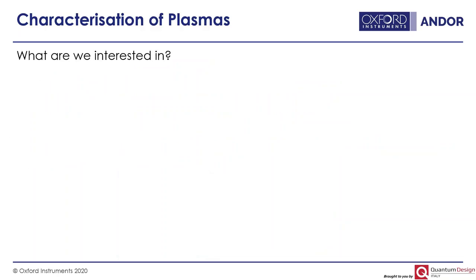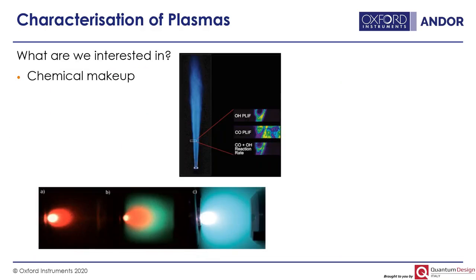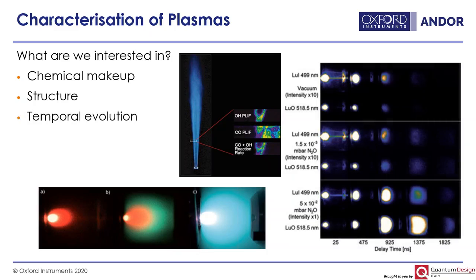So first off, in the characterization of plasmas, what are we interested in? Well, typically we may be interested in the chemical makeup of our plasma, the structure of our plasma, how our plasma evolves temporally over time. We might want to look at the electron density of our plasma or the electron and ion temperature of our plasma.